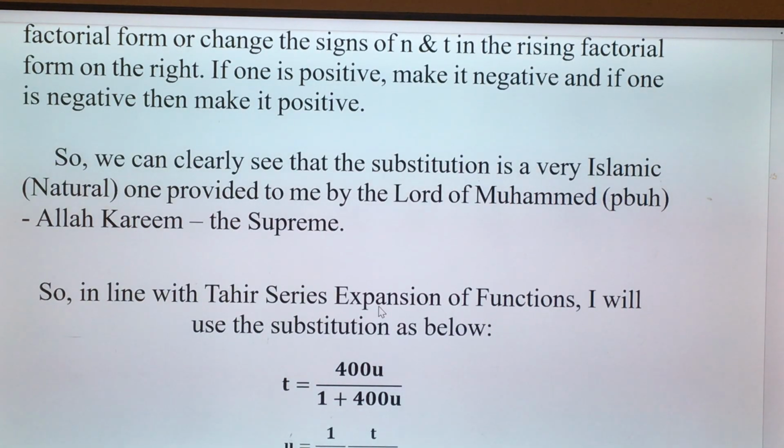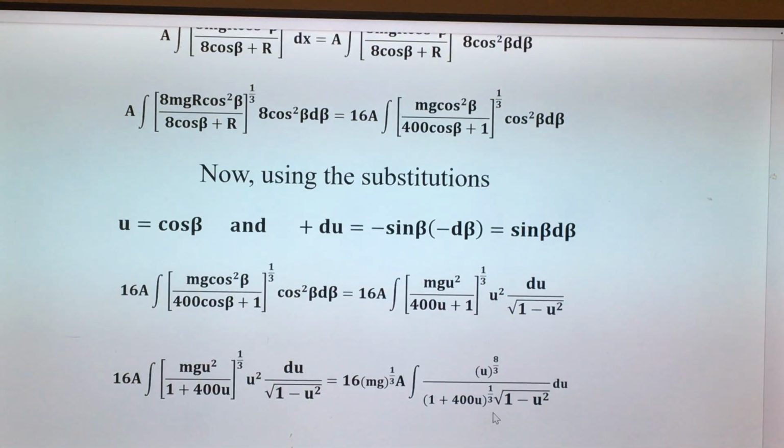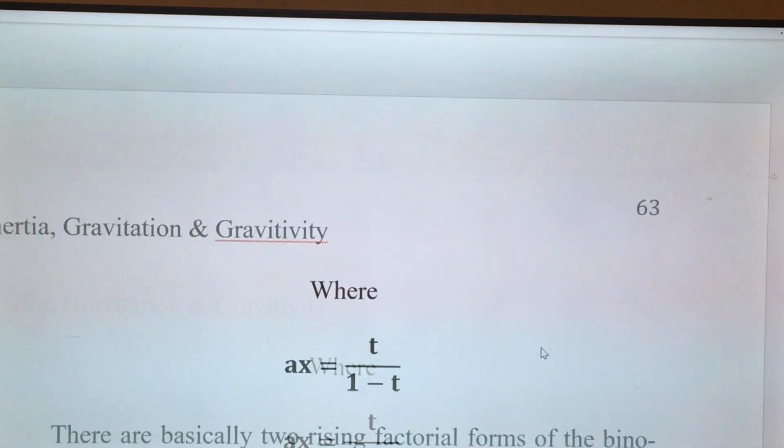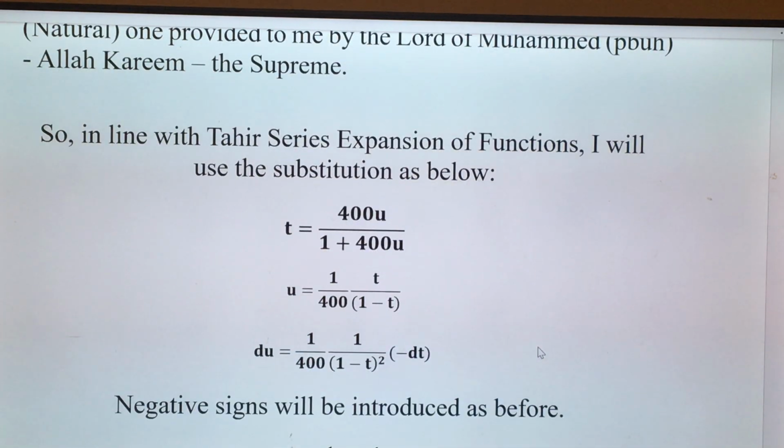So in line with Tahir series expansion of functions, I will use the substitution as below. T is equal to 400u over 1 plus 400u in this integral, or the other type of integral. The other one will also contain the same kind of things. So we will apply the substitution here. Okay guys, signs very important. Keep this in mind. Signs are very important.